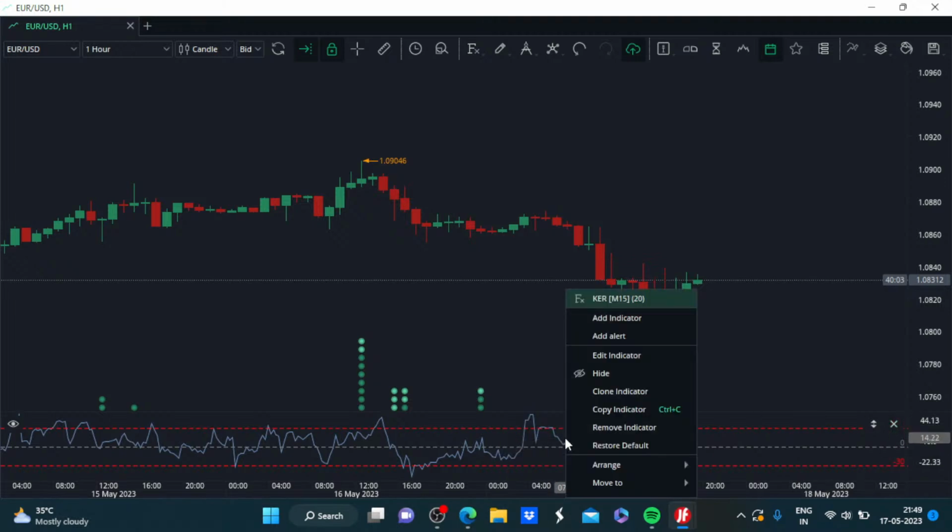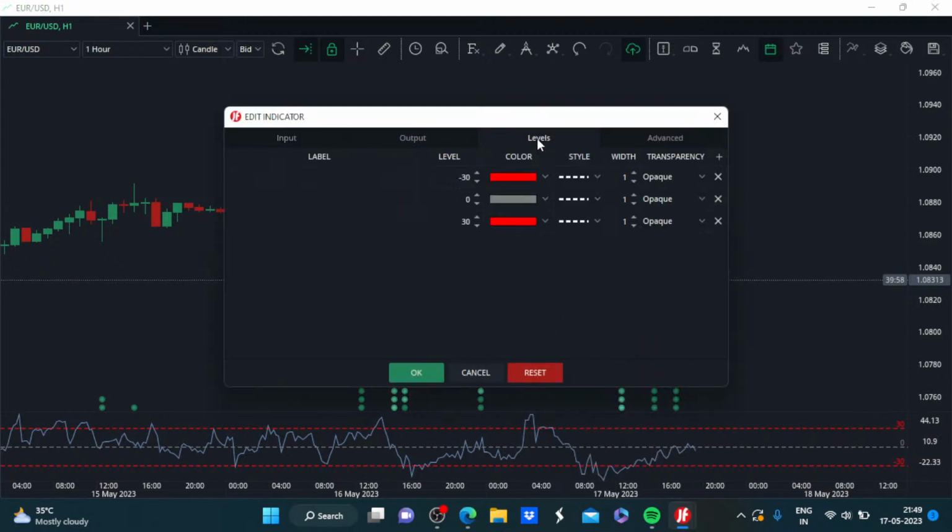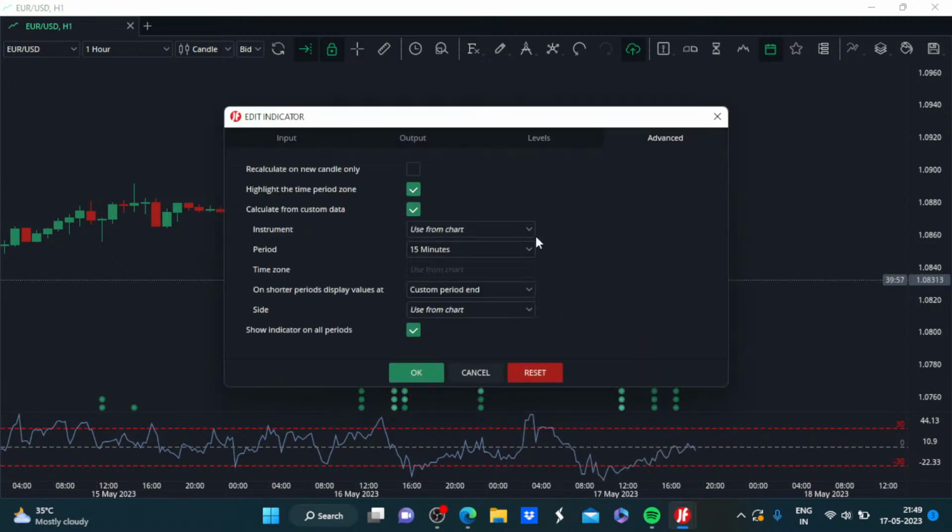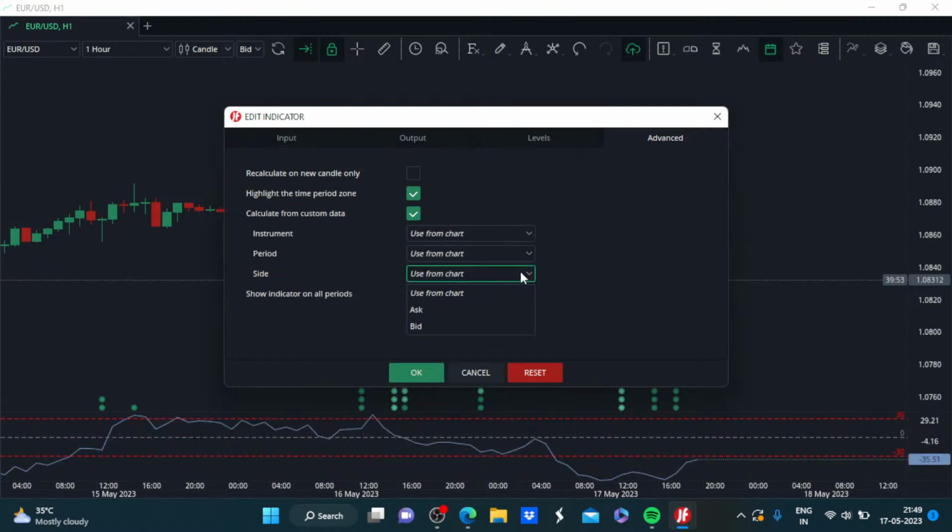Now again we are going to revert back to use from the chart. Side, as can be seen, two options are there. Slight change will be observed when you change the spread side.